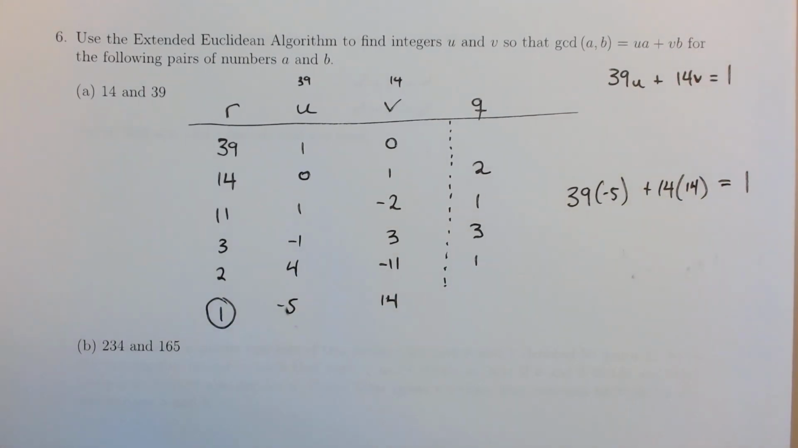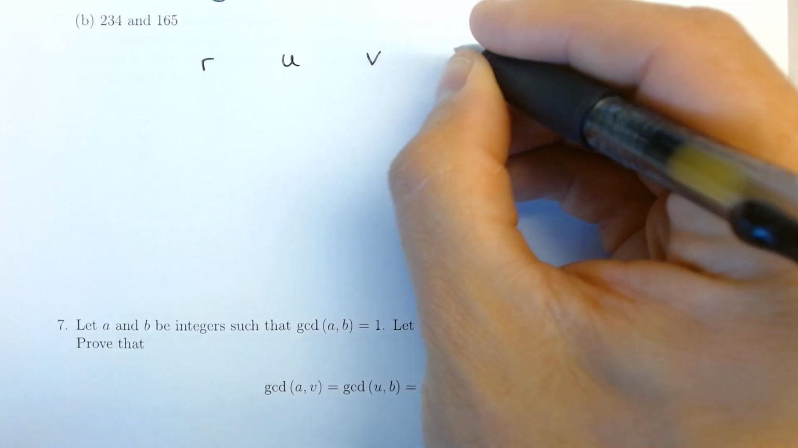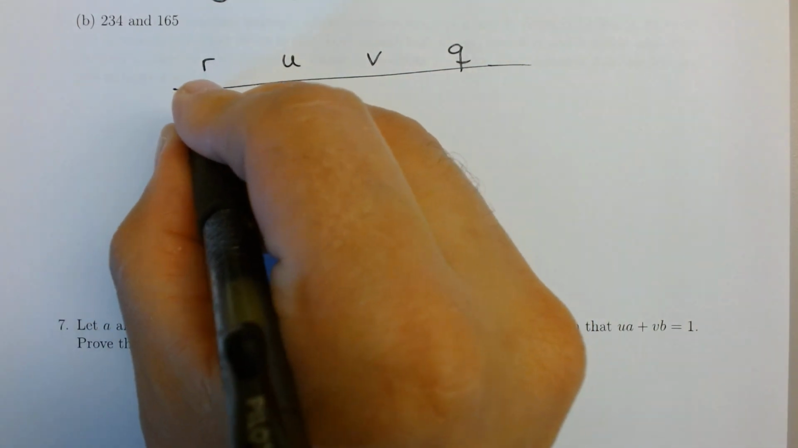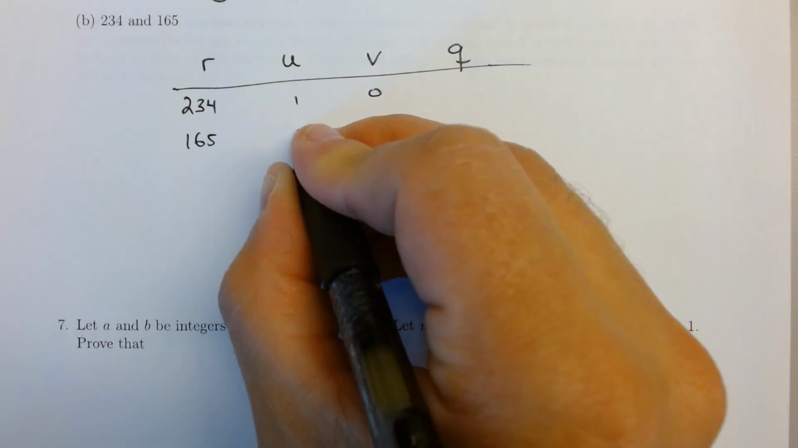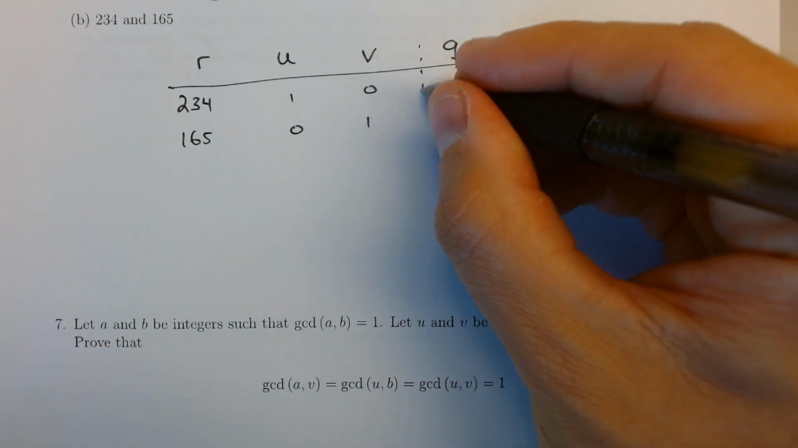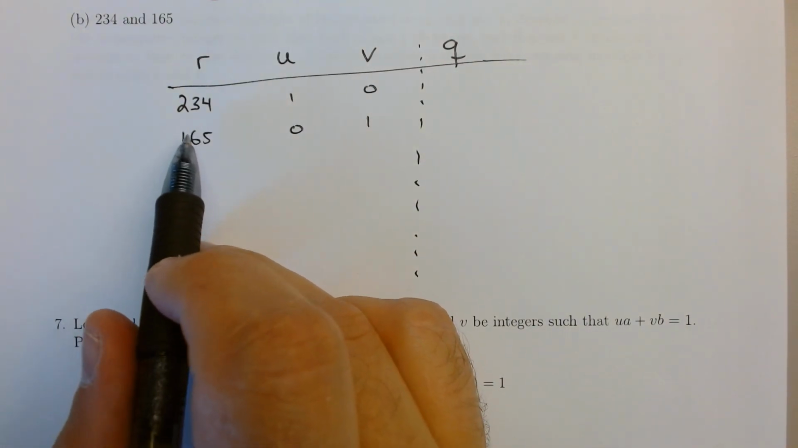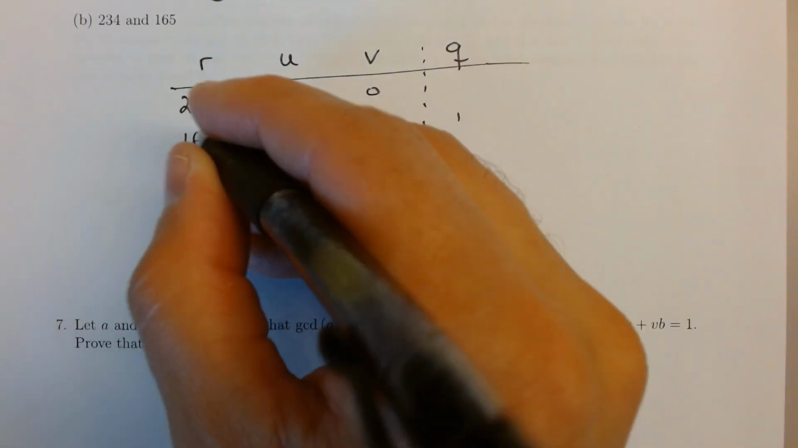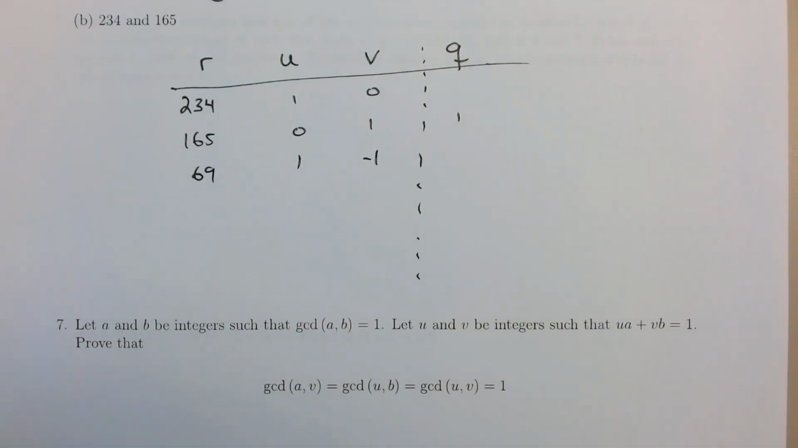Let's try it with some bigger numbers here. Go through the same process. So R, U, V, and Q. So first we have the setup that looks like the identity matrix here. Okay. And then you divide. So this might be hard to notice, but if you multiply this by 2, it's already over 300, so it only goes in once. So we're just going to subtract here. This gives us 69, 1, and minus 1.